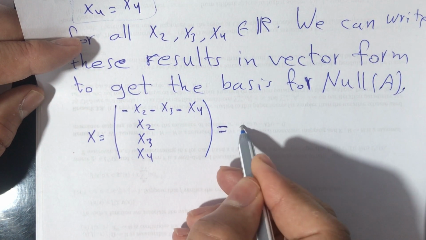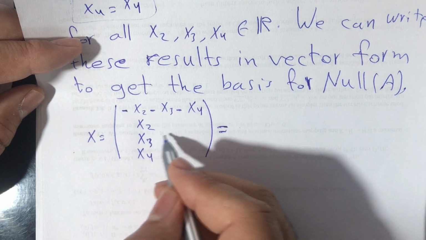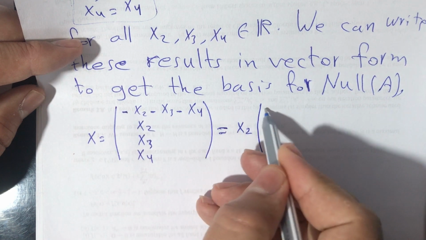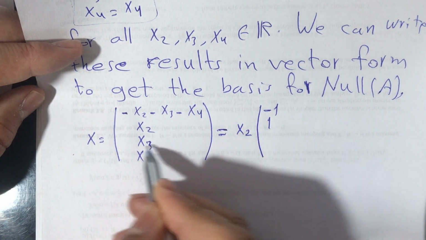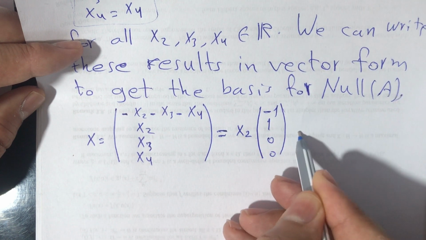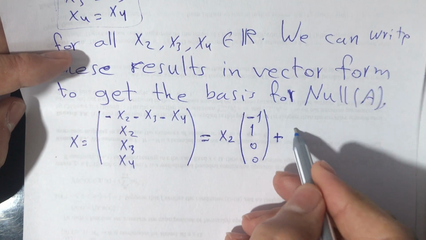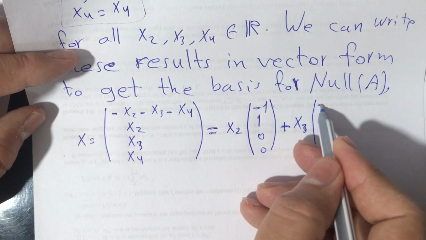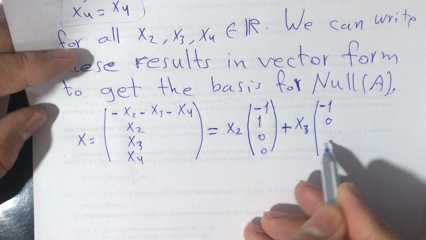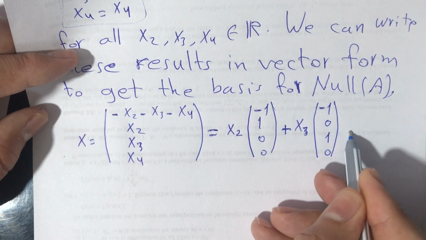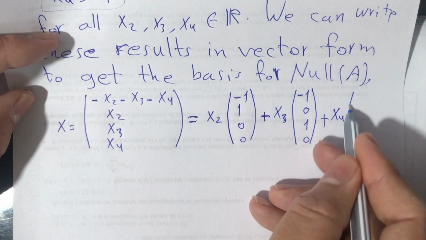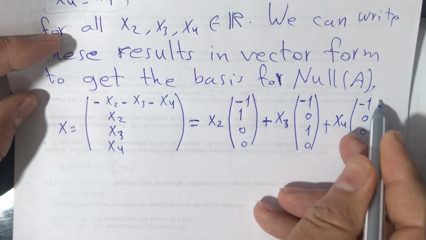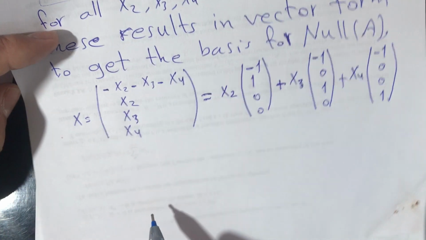and this is equal to x2 times the vector, here minus 1 and here 1, and here 0 and here 0, and the second one plus x3 times vector, here minus 1 and here 0 and here 1 and here 0, plus x4 times this vector, here minus 1 and here 0 and here 0 and here 1. So these are the basis vectors.